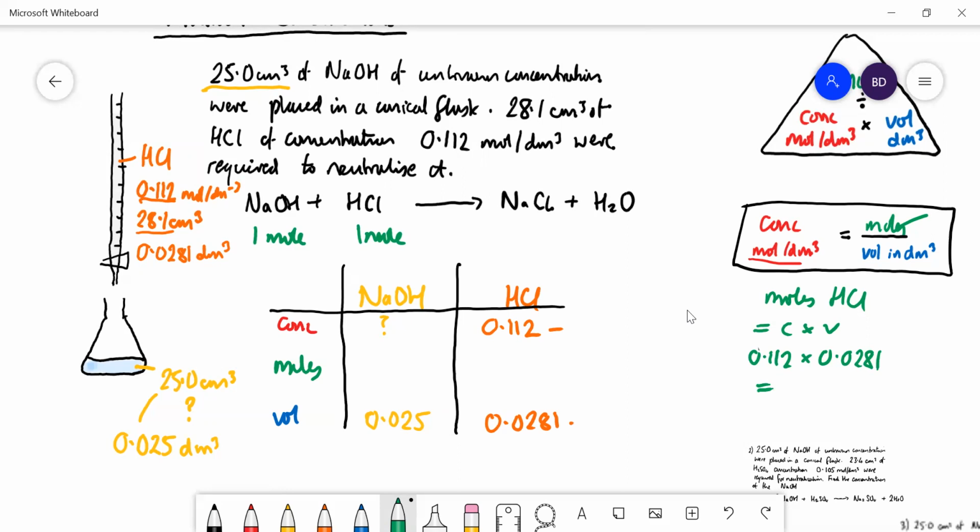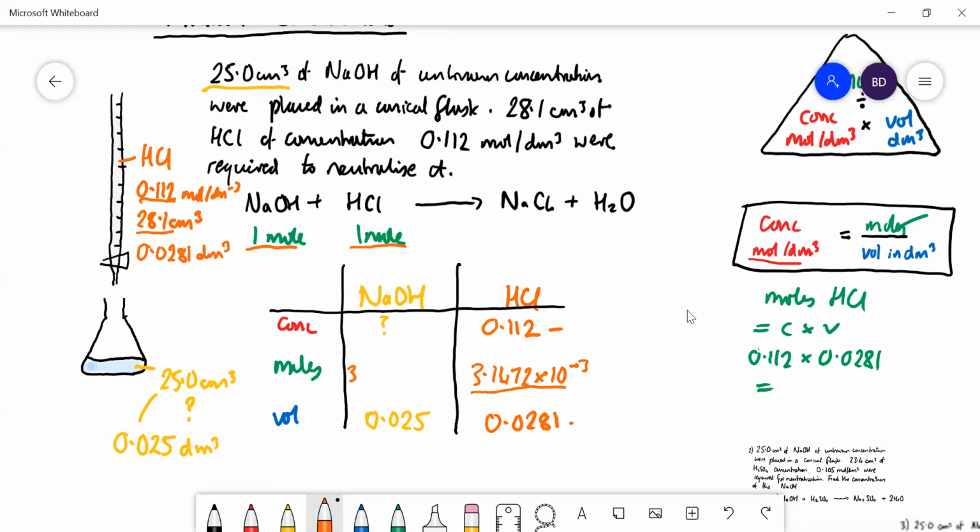Right, so that gives us 3.1472 times 10 to the minus 3. Now we need to look at our equation. The equation tells us 1 mole of sodium hydroxide reacts with 1 mole of HCl. So how many moles of NaOH have we got in that flask? It's the same as that, because they react in a 1-to-1 ratio.